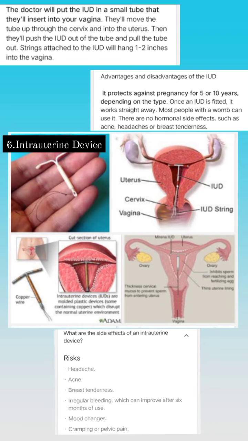It protects against pregnancy for 5 or 10 years depending on the type. Once an IUD is fitted, it works straight away. Most people with a womb can use it. There are no hormonal side effects such as acne, headaches, or breast tenderness. And what are the side effects of an intrauterine device? Risks: headache, acne, breast tenderness, irregular bleeding.